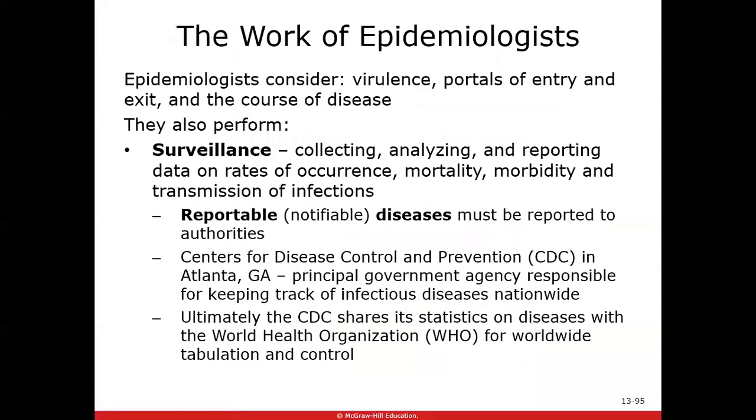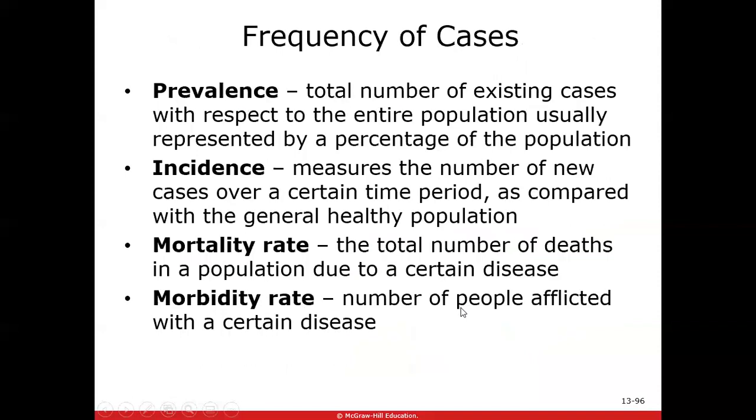Okay, work of an epidemiologist. You can look in terms of surveillance, reporting diseases, and it talks about the CDC and the World Health Organization. I'm not going to ask you questions regarding epidemiologists, but it's interesting to follow up on that. It talks about the frequency of cases. Prevalence is the total number of existing cases with respect to the entire population, usually represented by a percentage of the population, how prevalent it is. Incidence measures the number of new cases over a certain time period.